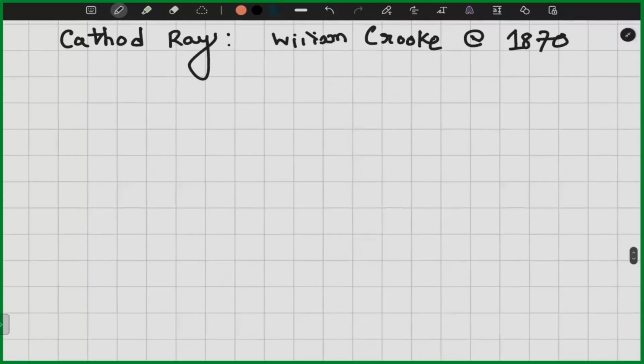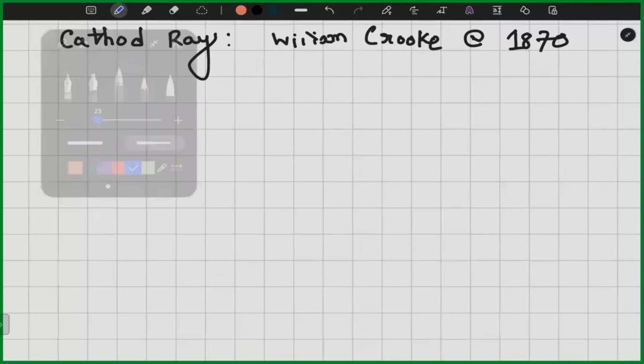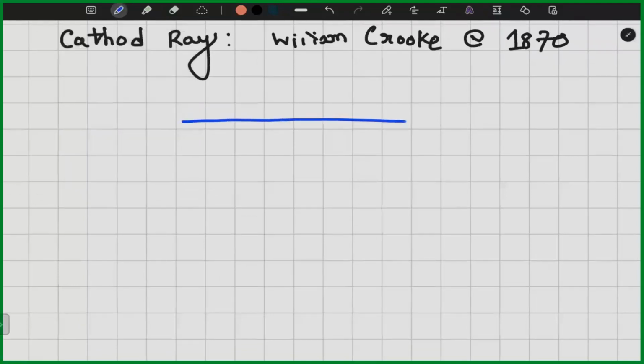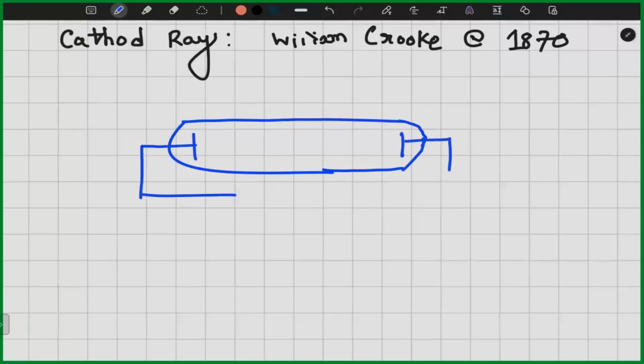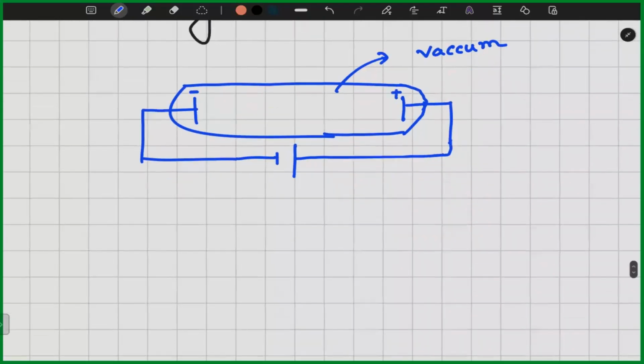Let us consider this is some discharge tube like this. So here two electrodes are there, cathode and anode. We know that cathode is negatively charged and anode is positively charged. So this is cathode, this is anode. And this is totally vacuum. This is a discharge tube.